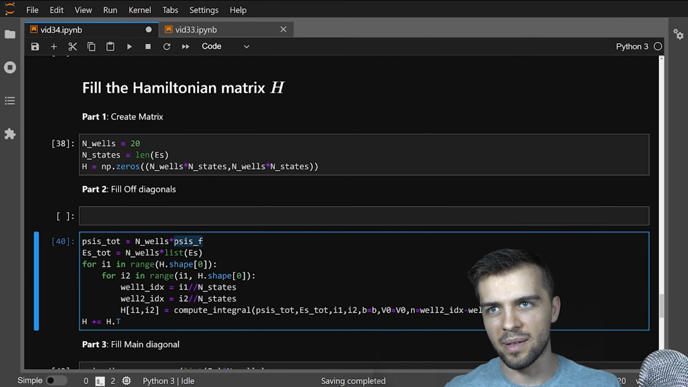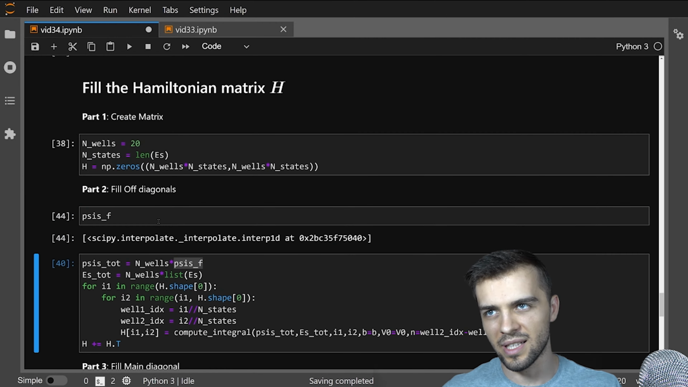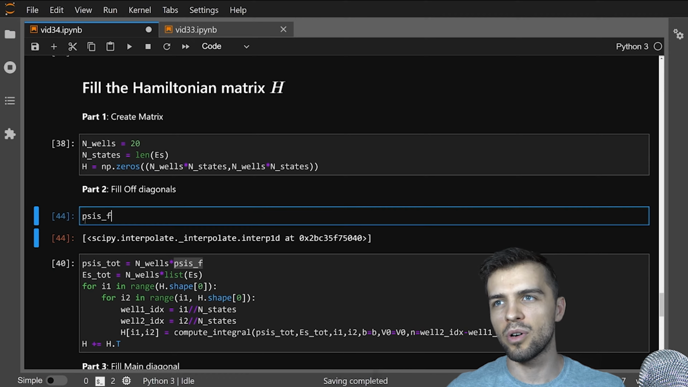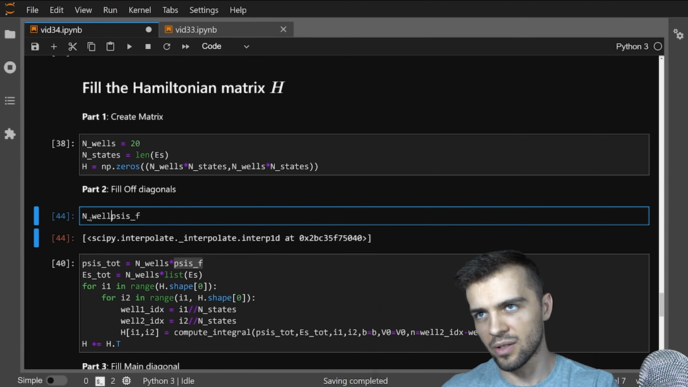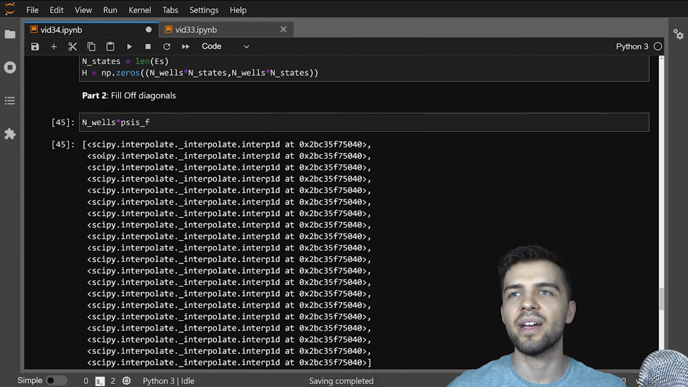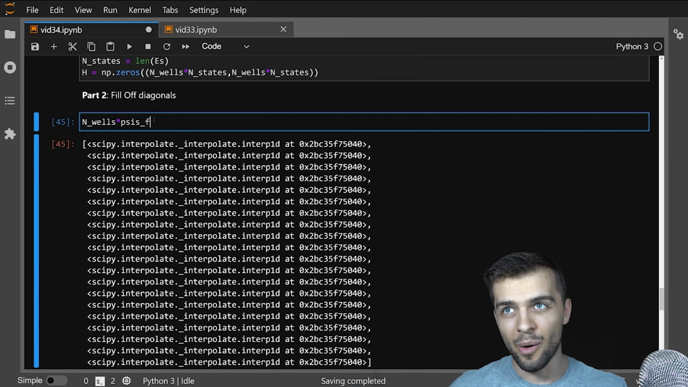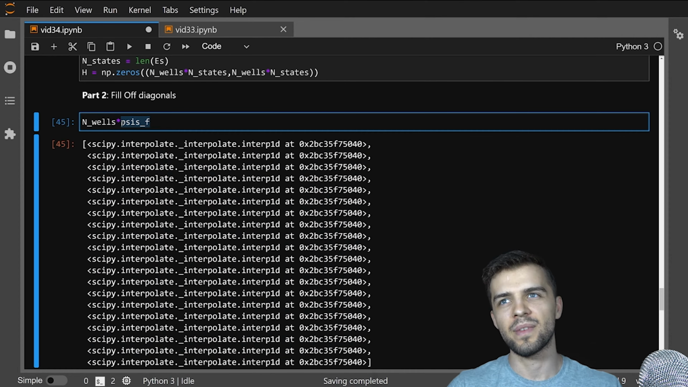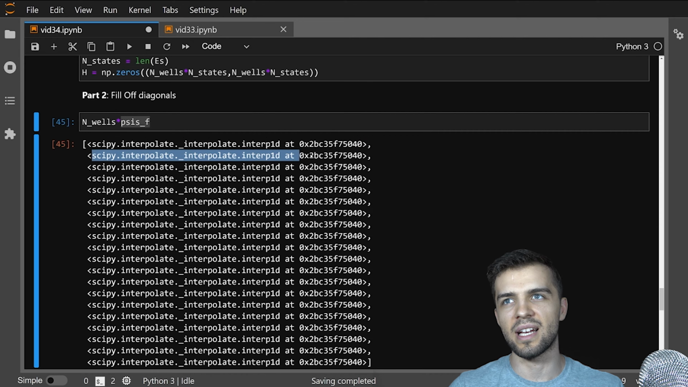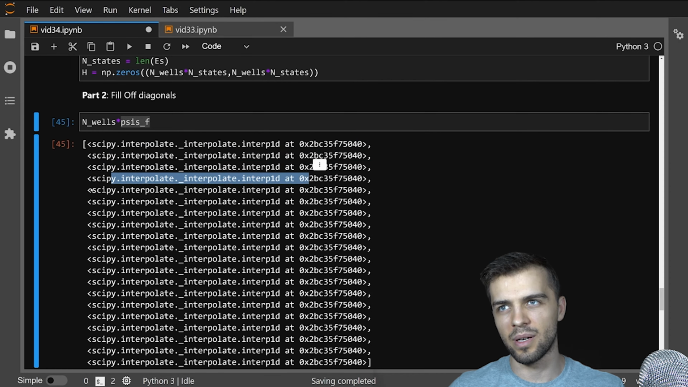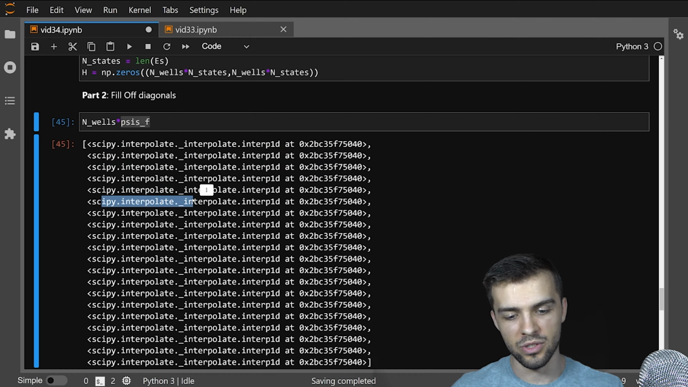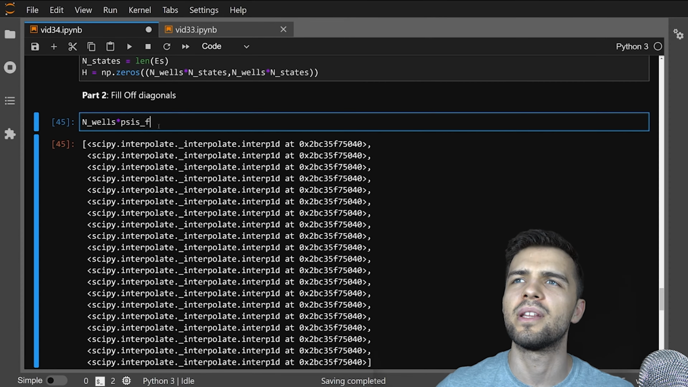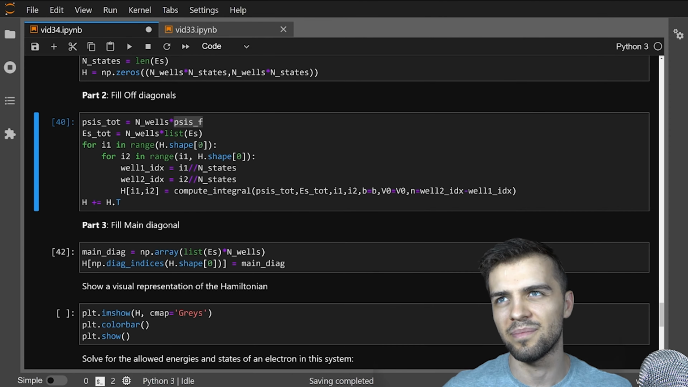Right now I have my size interpolated functions as a list like this, and I'm going to multiply this by the number of wells, n wells. Now I get a list of all these functions. If this had two states per well, it would be the ground state and excited state of the first well, then the ground state and excited state of the second well, then the third well. You'll see that in future examples, but this is a clever trick to handle things.